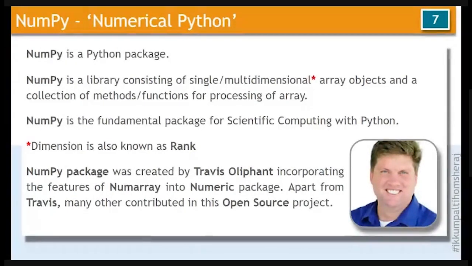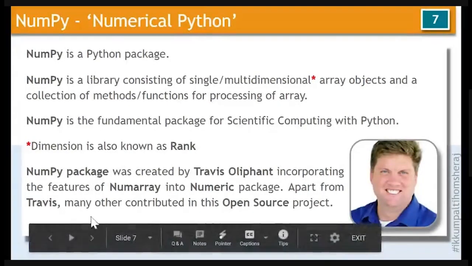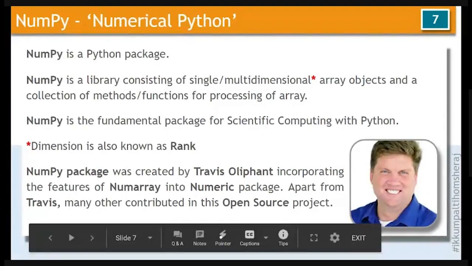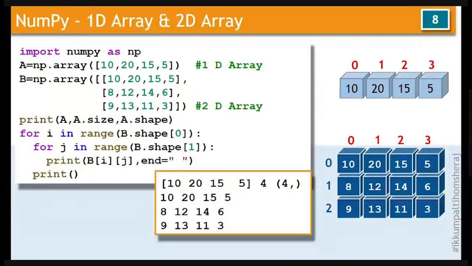Dimension in NumPy arrays is known as rank. NumPy package was created by Travis Oliphant, incorporating the features of numarray, which was introduced before, into the Numeric package. Apart from Travis, many others contributed to the open source project of NumPy. So right now, there are many people working on the NumPy package together with Travis. Now, when we talk about NumPy, NumPy is basically a numeric array. We can make 1D array, 2D array, or more than 2-dimensional arrays.